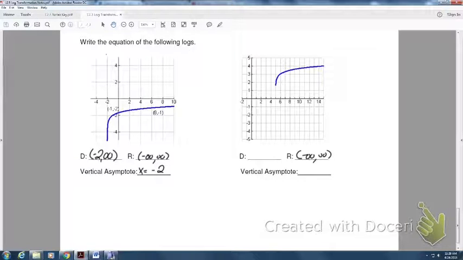Okay, going to the second graph. Ayla, what is the vertical asymptote? X equals 3. I'm sorry, that's not. And so, Elijah, what would the domain be? 5 to infinity. Remember that if you were to graph this, you would need to extend that down.